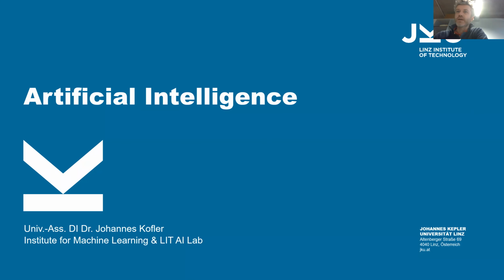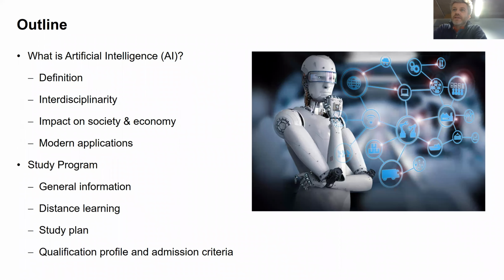So artificial intelligence is a very broad and interdisciplinary discipline. And in the beginning of my presentation, I will discuss the definition, also the impact on society and economy, and some modern interesting applications. And then in the second part of the talk, we will discuss the study programs and general information. I will tell you about our distance learning philosophy, and we will have a look at the study plan of the bachelor curriculum.